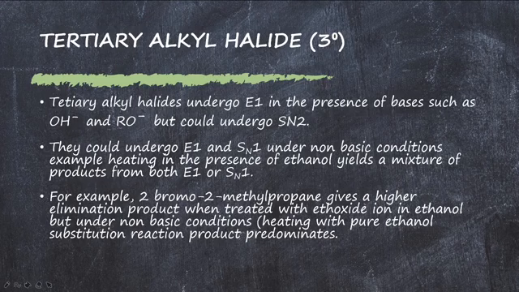Now, tertiary alkyl halides undergo E1 in the presence of bases such as OH- or RO-, but could also undergo SN2. There's something we need to note. In my previous video, I mentioned that tertiary alkyl halides mostly undergo E1 and SN1, but now we can see that they could also undergo SN2. That means nothing is constant. I'm not saying they mostly undergo those reactions, but it's not a mistake. They could also undergo the SN2 reaction.